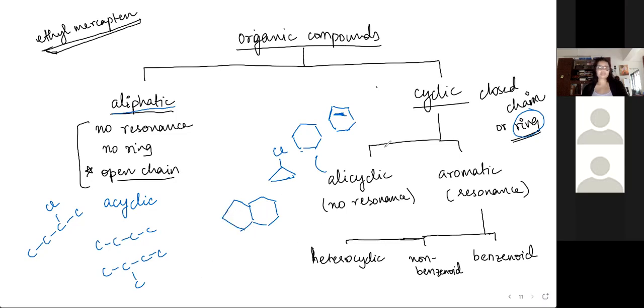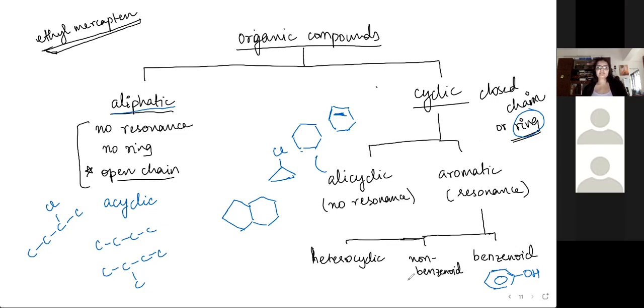Anything like this. Aromatic is if there is resonance as well as a ring structure. Benzenoid is anything that is derived from benzene, so basically a 6-membered ring with resonance. Benzene itself is a benzenoid structure. Phenol, aniline, anisole, toluene, xylene, all of these are benzenoid aromatic compounds.